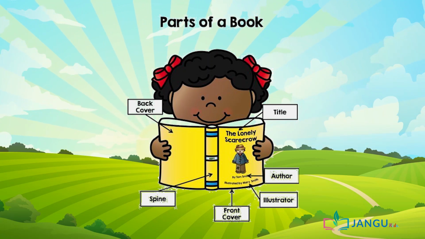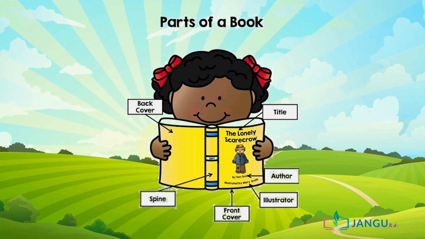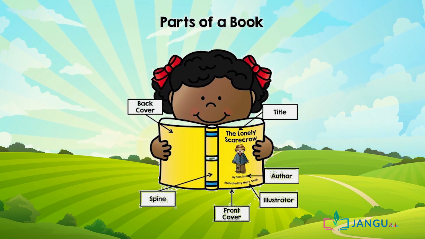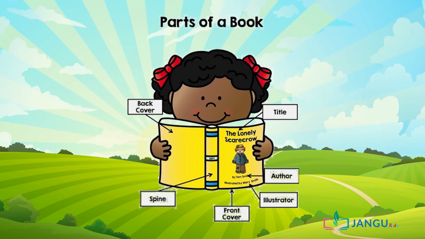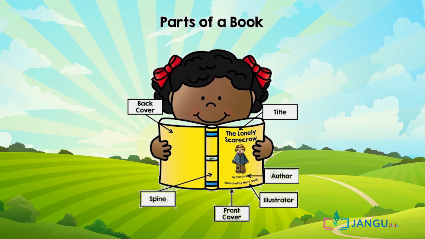Front cover. This is where the title and the author of the book are written. Back cover. This is where the summary of the book is written and also where you find a brief biography of the author of the book.